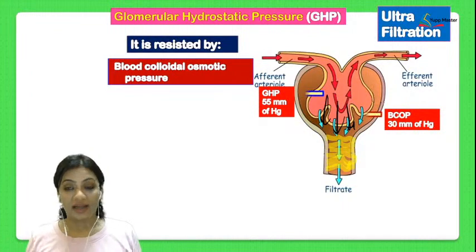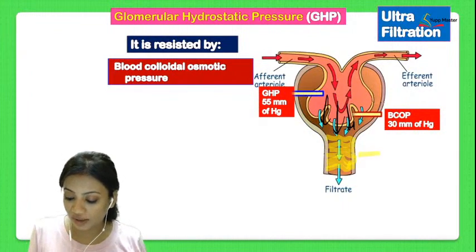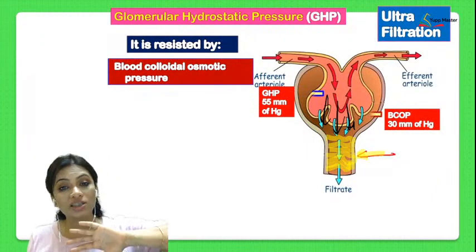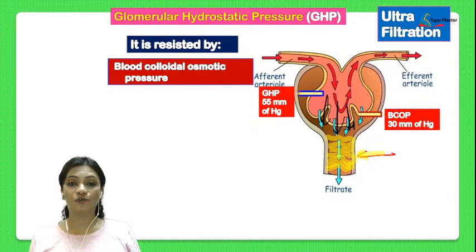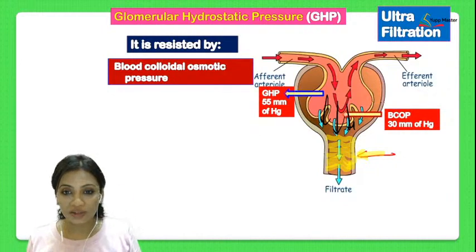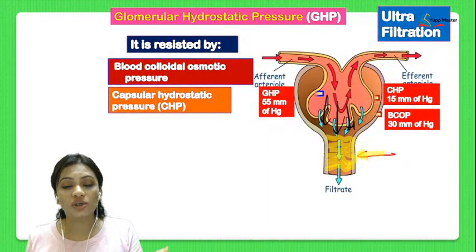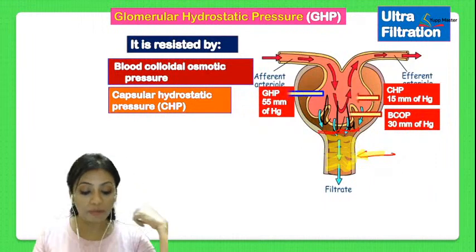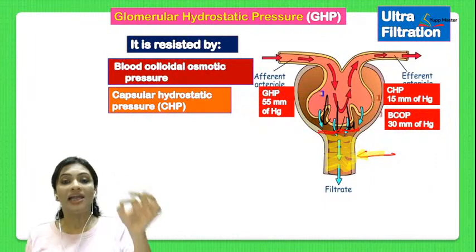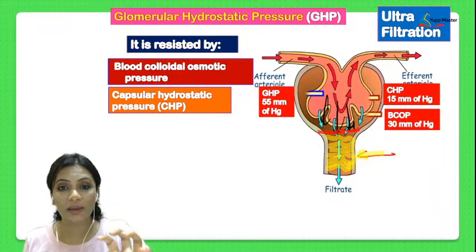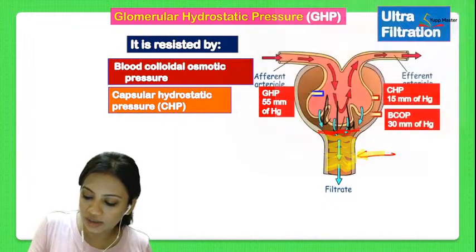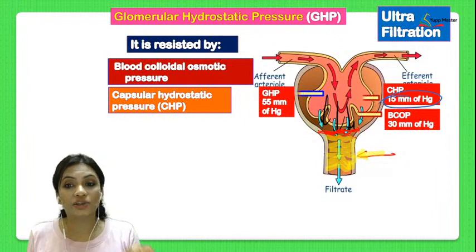The same way, even the old filtrate, this filtrate over here, will not want new filtrate to come. So it will also try to resist the new filtrate, and that is going to be called the capsular hydrostatic pressure. Why capsular? Because the filtrate is present in the Bowman's capsule. So it is a pressure exerted by the filtrate already in the Bowman's capsule, and it is a resisting pressure of around 15 mm of Hg.